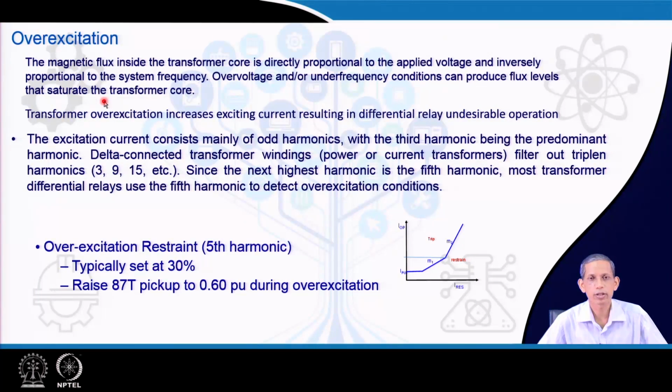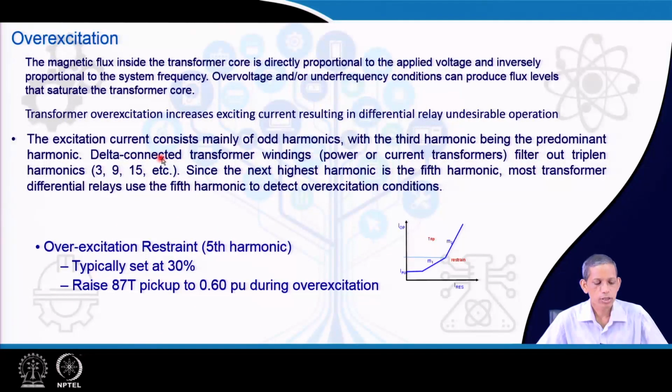So this current flows on one side only, where the corresponding magnetizing current is present, and that leads to a significant differential current, and may lead to malfunction of the differential relay.